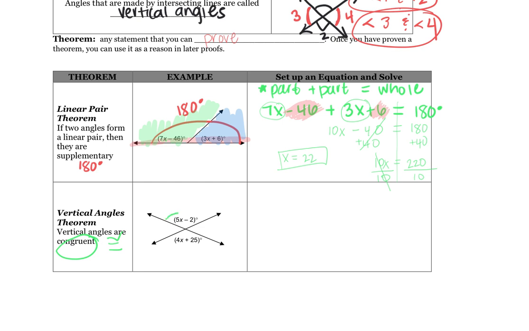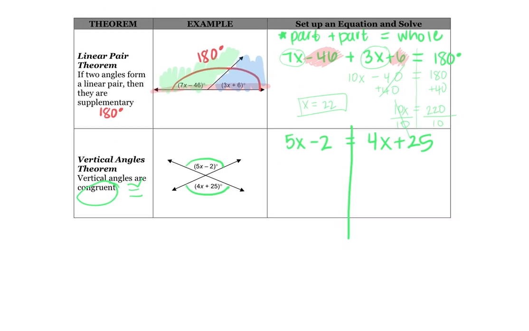So that means that 5x minus 2 and 4x plus 25, since these are vertical angles because they're across from each other, are equal in measure, okay? And if they're equal in measure, I can put them equal to each other and solve, because they're congruent. So I'm going to grab this angle that's expressed as 5x minus 2, and I'm going to put it equal to the other vertical angle, 4x plus 25, and I'm going to solve for x and see what x equals.